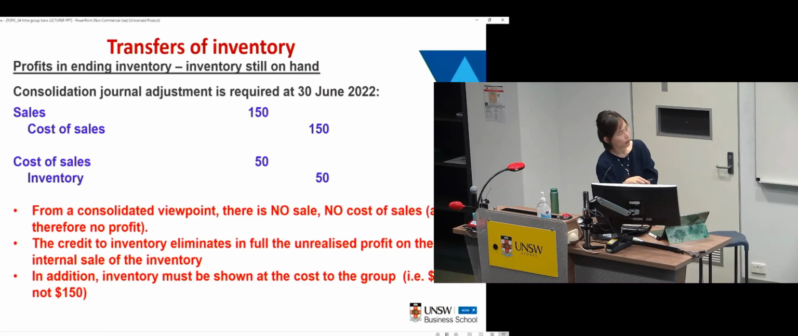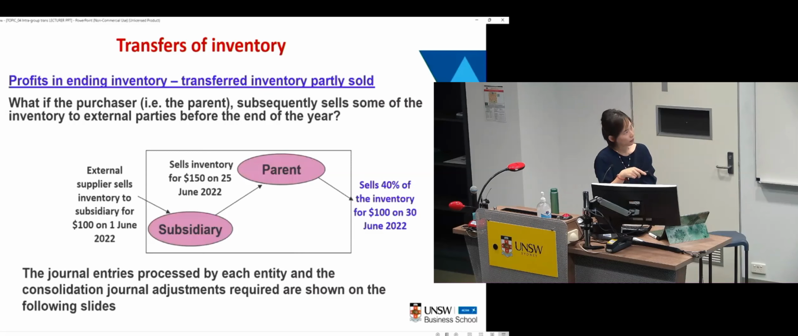All right, now any question? Is there any question? Let me know. In the first scenario, we are assuming all the inventory is still on hand, right? But what if part of this inventory is sold? Let's look at the next scenario. Now we are assuming the same condition as before. The subsidiary acquires 100 of inventory from an external entity and then sells to the parent for 150. The parent then sells 40% of the inventory for 100 to an external party.